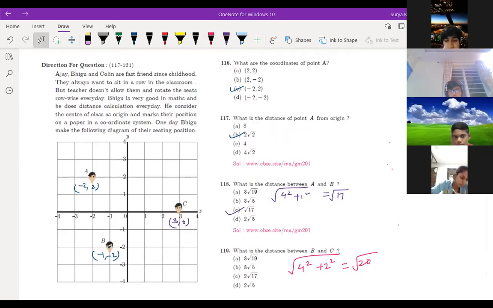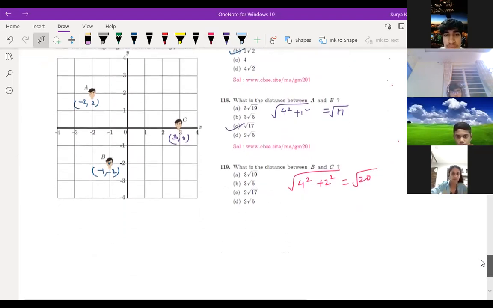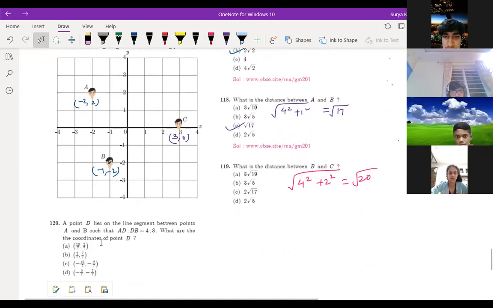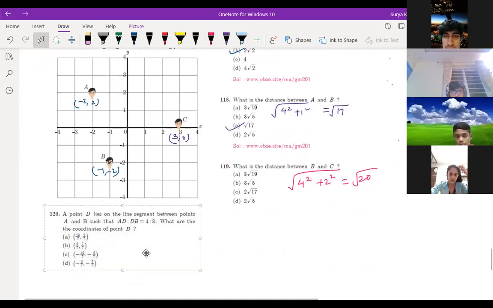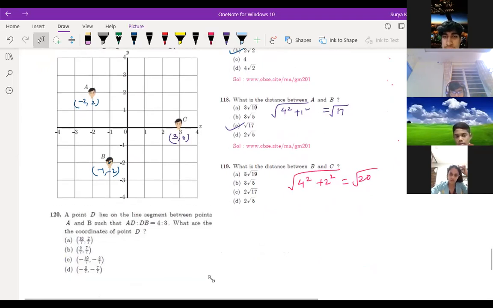So question number 120, see children, 120. Chanchal, you know, no? What is root 20? Do you know that, Chanchal? Sir, root 20. What is root 20 over here? Sir, 2 root 5. Okay. How it is coming to 2 root 5, you know, right, Chanchal? Yes, sir.